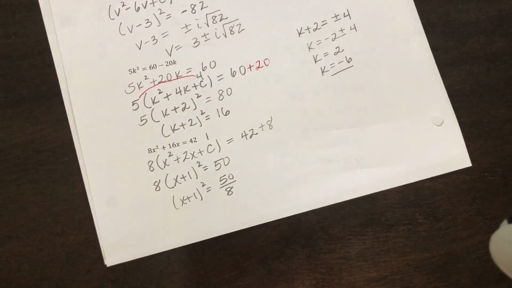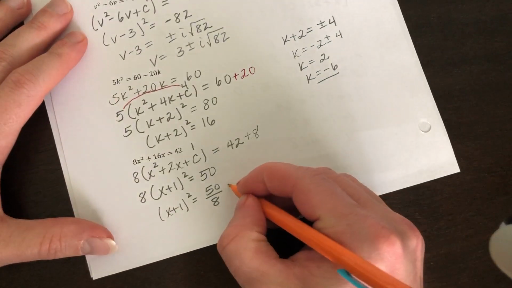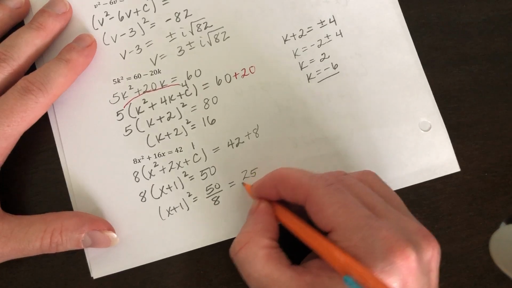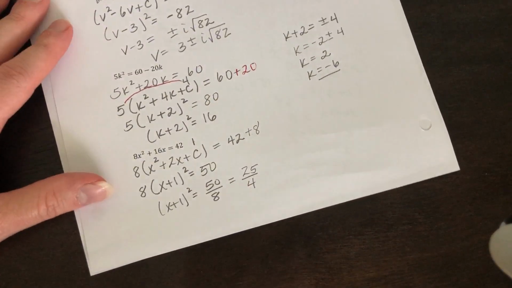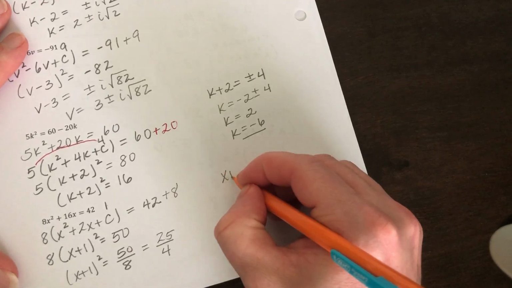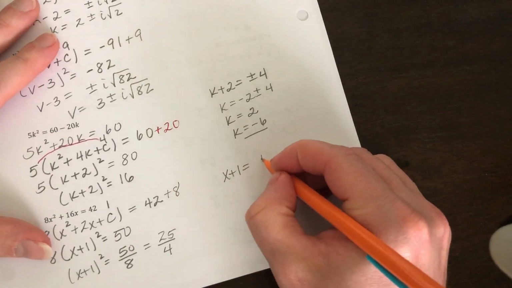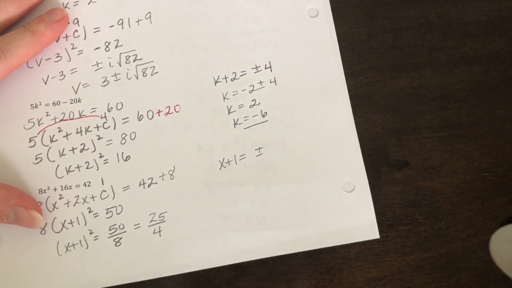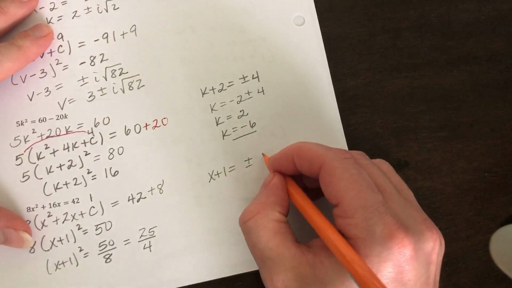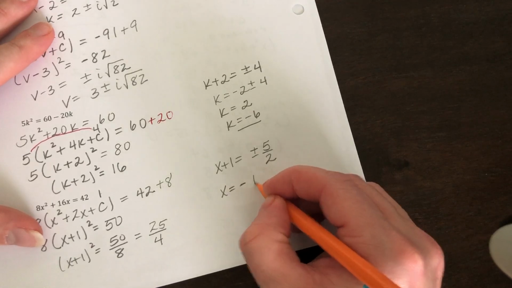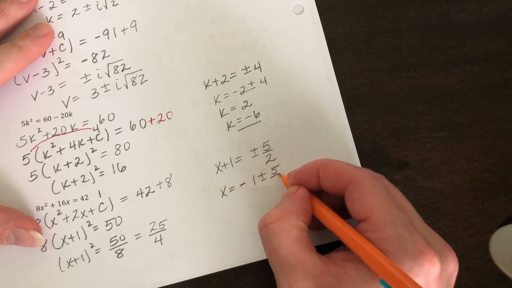Okay? And 50 divided by 8, that's going to simplify to 25. They're both divisible by 2. So 25 and 4. To get rid of a squared, we're going to square root both sides. When I square root a fraction, square root of 25 is 5, square root of 4 is 2. So this is 5 halves. So x is equal to a negative 1 plus or minus 5 halves.